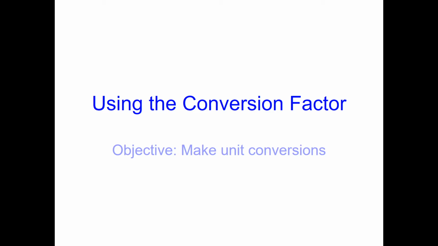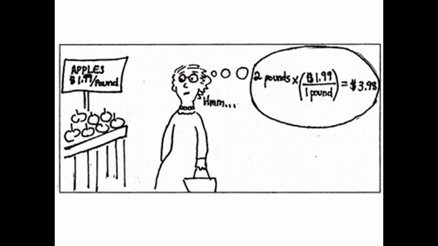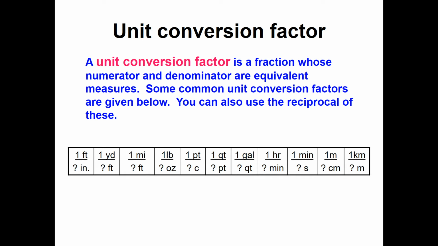So using the conversion factor. This is for dimensional analysis. Dimensional analysis is helpful for converting units, doing conversions and such. A unit conversion factor is a fraction whose numerator and denominator are equivalent measurements. Such common unit conversion factors are given below. You can also use the reciprocal of these. Reciprocal is swapping or switching around the numerator and denominator.